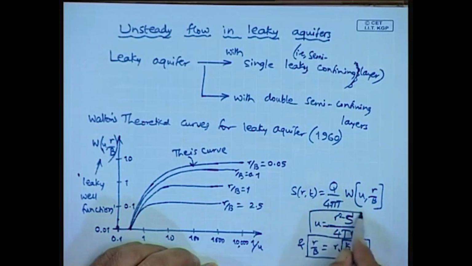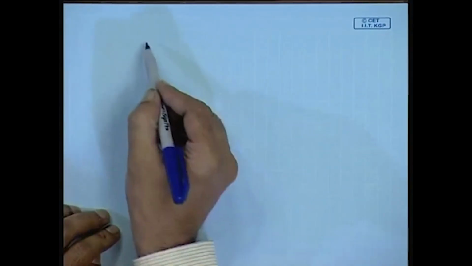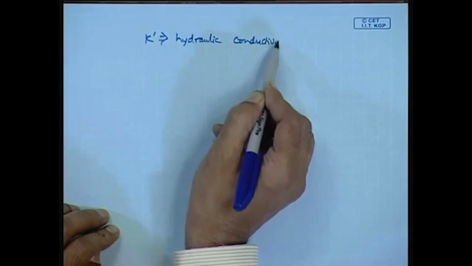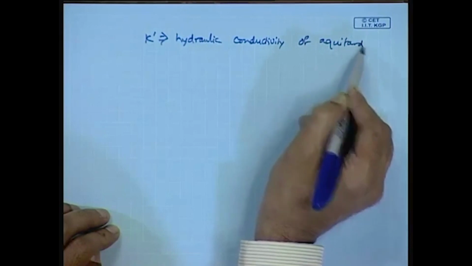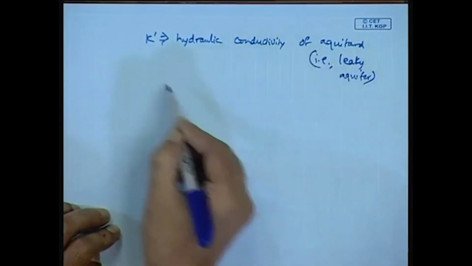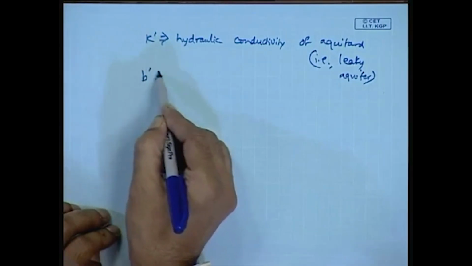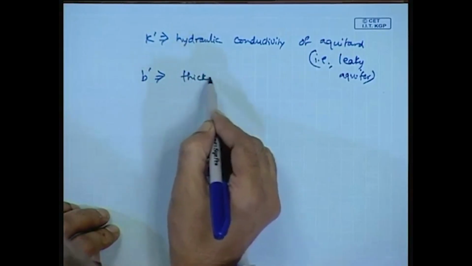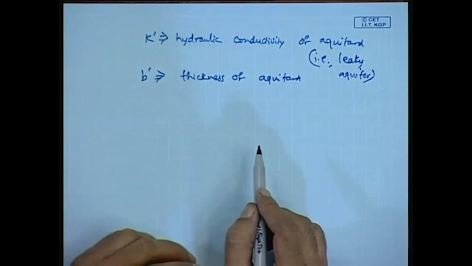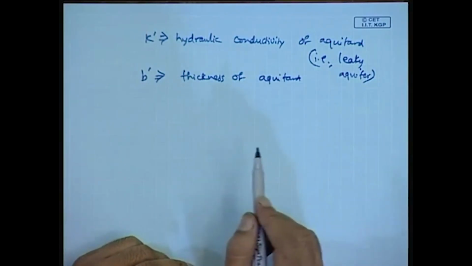Here b dash is the aquitard thickness, and K dash is the hydraulic conductivity of the aquitard, that is, the leaky layer. So b dash is the thickness of the aquitard, and K and b are for the regular aquifer.